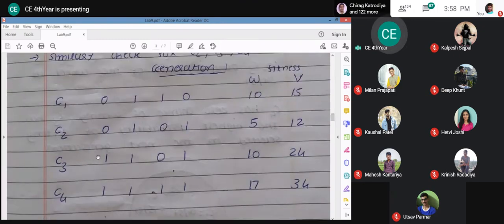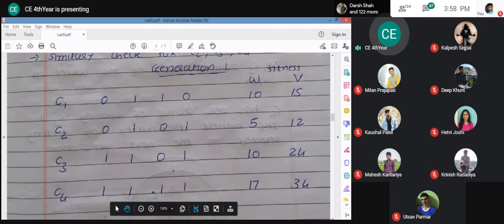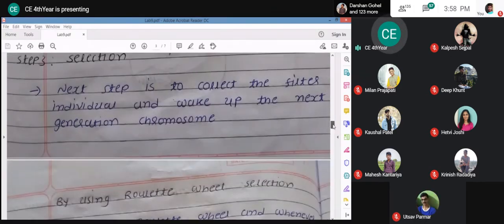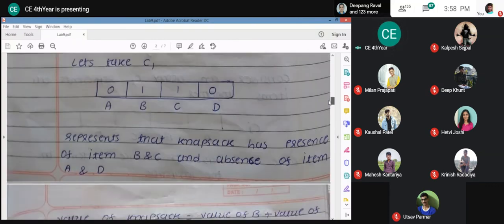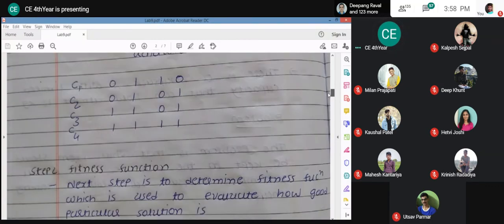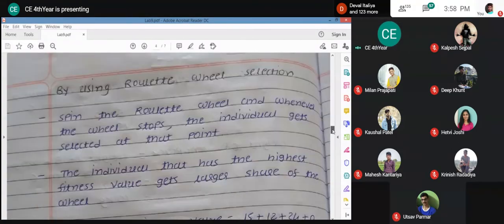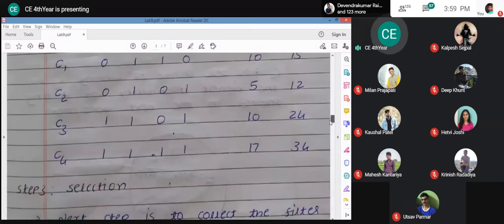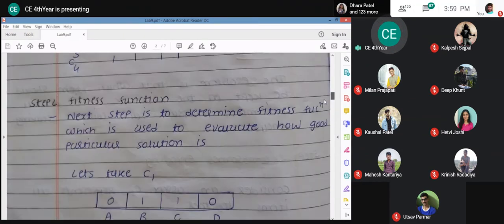But see the previous case. In the previous case, C4 was not considered because its weight was more than 12. So the fitness value was 15 plus 12 plus 24, everyone. In that case you are getting the value 51. That means in the first generation you are getting 51, and in the next generation you are getting 58, everyone.